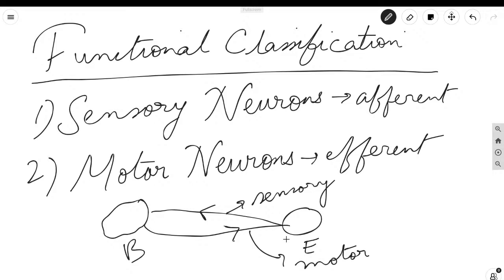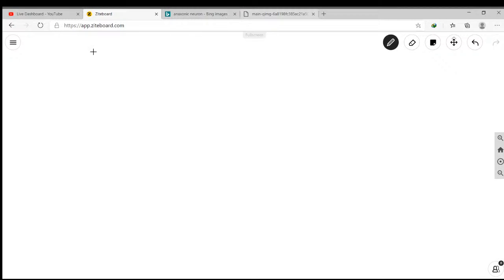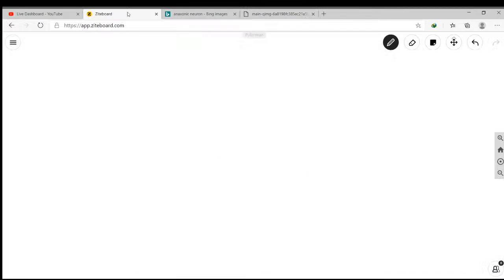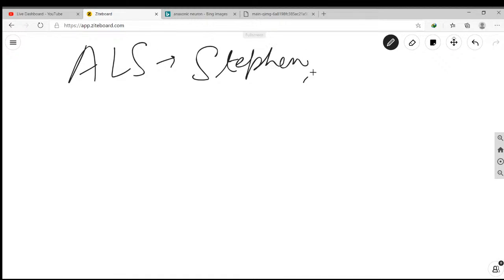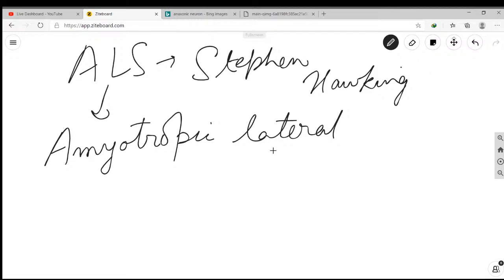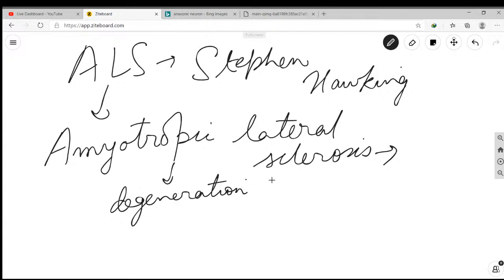So motor neuron diseases, like you must have heard of Stephen Hawking, right? He was a great physicist. Stephen Hawking had a disease known as ALS. ALS stands for, just for your knowledge, amyotrophic lateral sclerosis. This disease leads to the degeneration of only motor neurons. Degeneration means cellular death of only motor neurons.